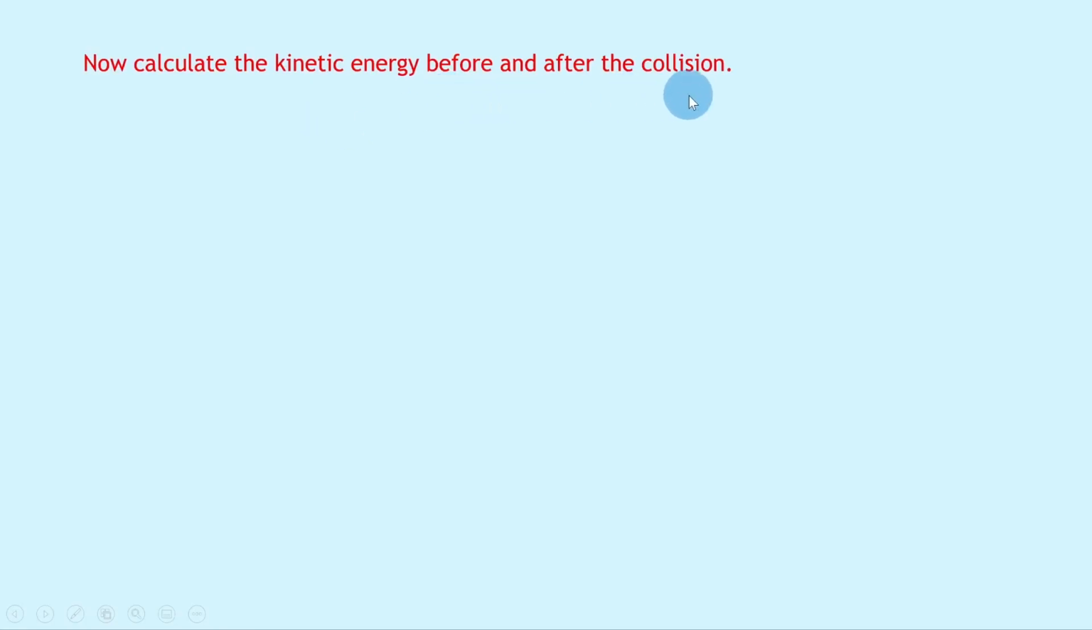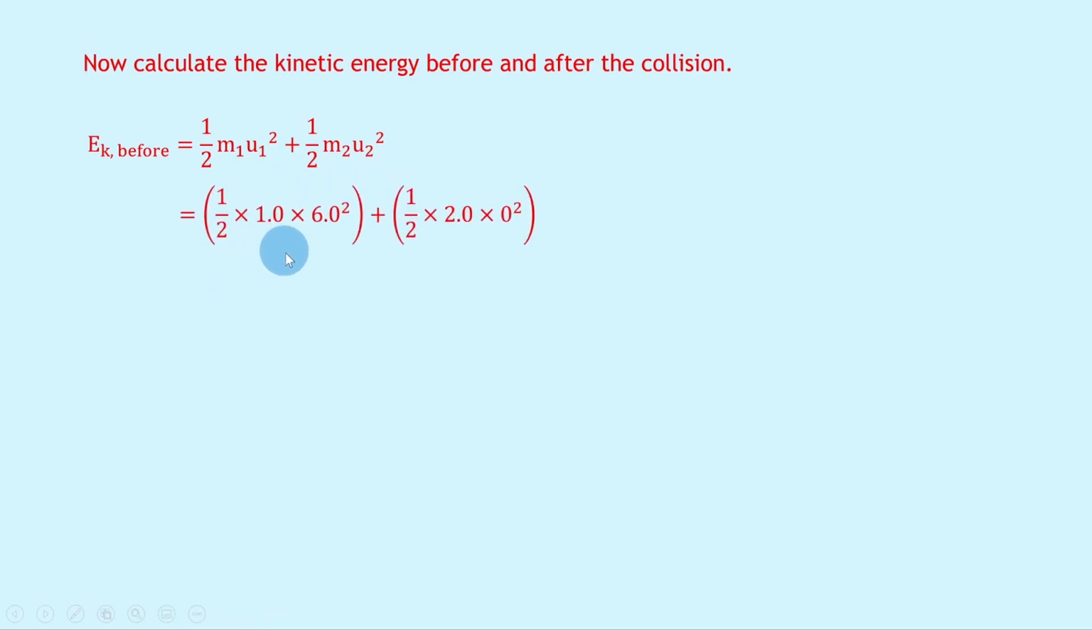Now that we have the velocity that both objects move off at, we now need to calculate the kinetic energy before and after the collision, and then we need to compare these values in order to see how much kinetic energy has been lost. So before the collision, we have EK before equals a half m1u1 squared plus a half m2u2 squared, which equals a half times 1.0 times 6.0 squared plus a half times 2.0 times 0 squared, just using our values from the question. And putting that into your calculator should give you an answer of 18 joules.